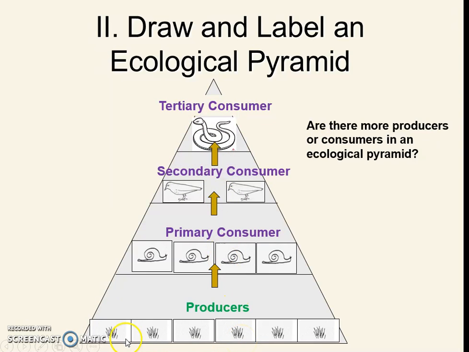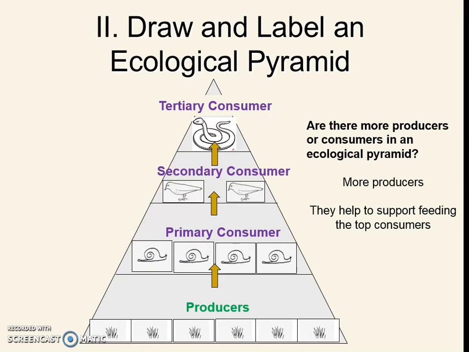Well, we can actually do this by counting the pictures. 1, 2, 3, 4, 5, 6. 6. But there's only 4 snails. There's only 2 of these. All right, so if we were to compare producers versus primary consumers, there's way more producers. Producers versus secondary consumers, way more producers. So what's this pattern? There's always going to be the majority producers. Always more producers. And that's really important. So make sure you write that in your notes.